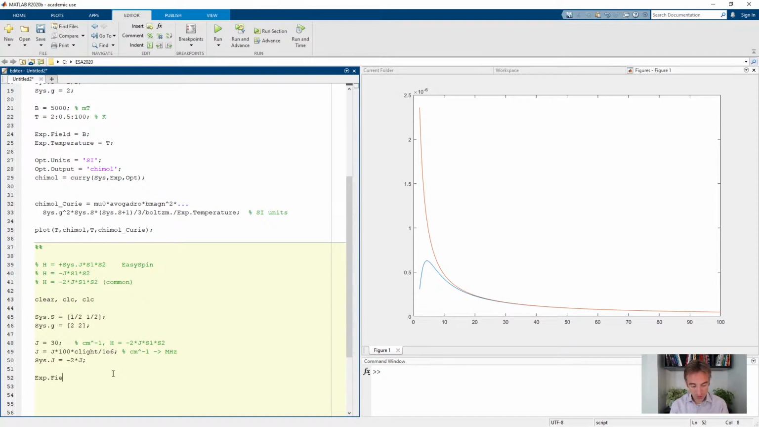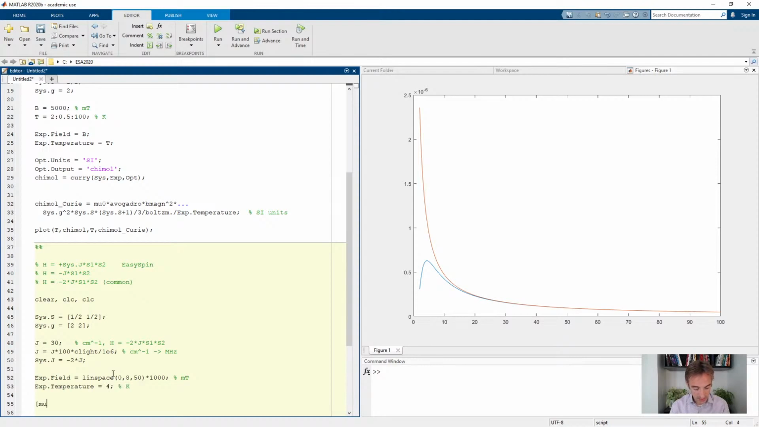So let's set a field range now, just for a change. Again, a linear space from like 0 to 8 Tesla. So I'm making an array that starts at 0 and ends at 8 with 50 points, and multiplying it by 1000 to convert it to millitesla. And that sets a temperature of helium, like 4 Kelvin.